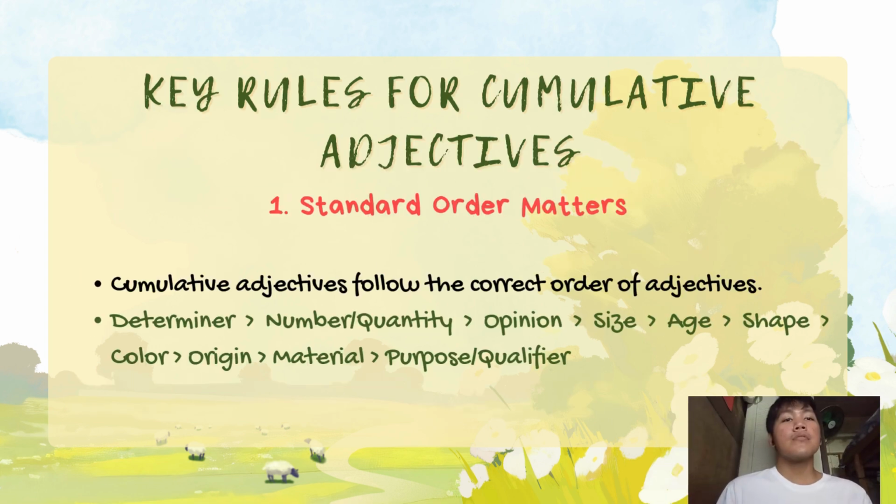So now let's move on to the key rules for cumulative adjectives. So for our first rule, standard order matters. So in cumulative adjectives, we follow the correct order of adjectives. And if you can remember earlier, I already mentioned this order. So they are as follows: determiner, number or quantity, opinion, size, age, shape, color, origin, material, and purpose or qualifier.